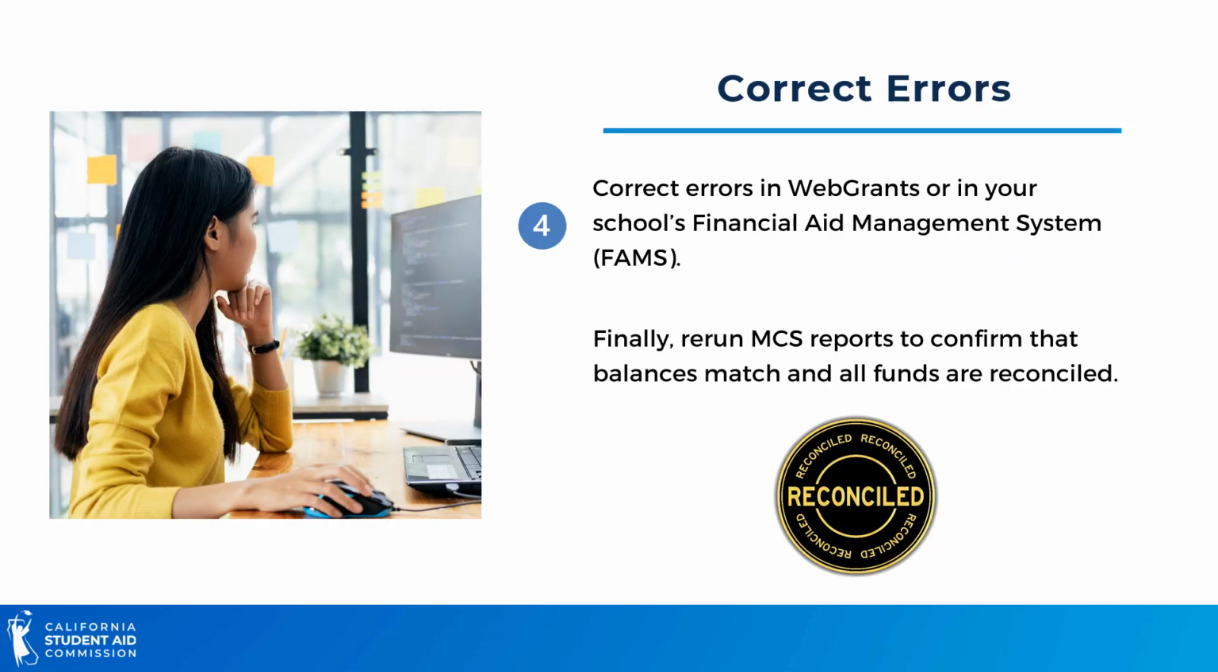The final step in reconciliation is correcting errors in web grants or in your school's financial aid management system. Once these errors have been rectified and processed, you should rerun your payment activity report, student reconciliation report, and your school's MCS ledger to confirm that the balances match and all funds are reconciled.